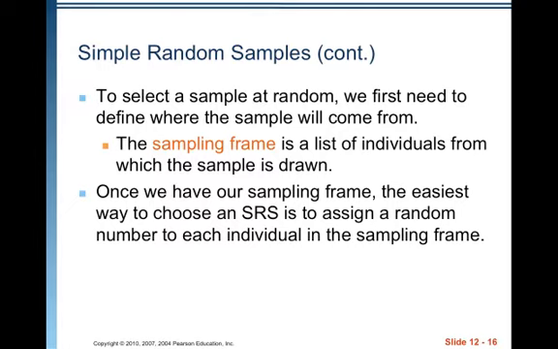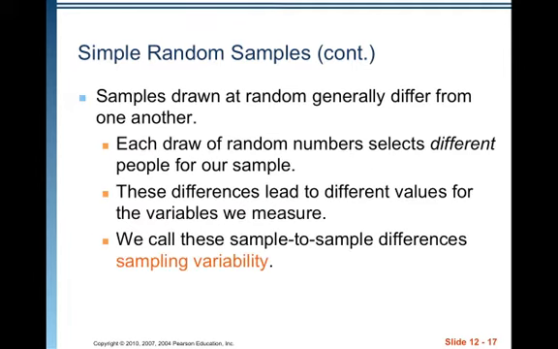To select a sample at random, we first need to define where the sample will come from. Okay, there's this theoretical population, but you actually need lists. You need to know what the individuals are. The sampling frame is a list of individuals from which the sample is drawn. And hopefully your sampling frame matches your population perfectly. That is the ideal situation. Once we have our sampling frame, the easiest way to choose an SRS is to assign a random number to each individual in the sampling frame.